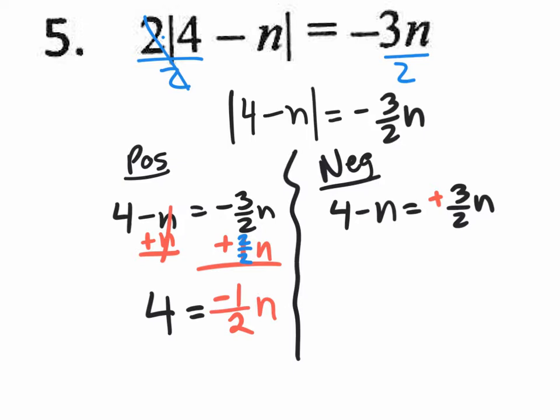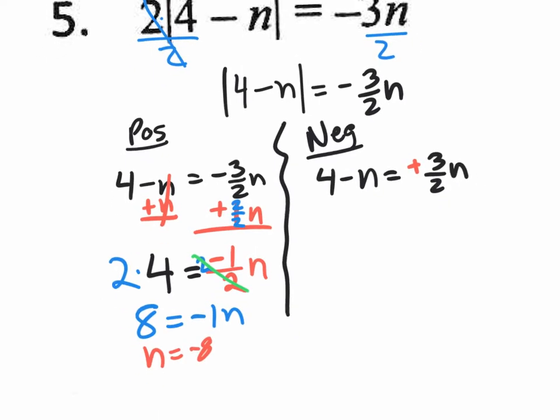How do you get rid of things? You do the opposite. So the opposite of dividing by 2 would be to multiply by 2. That would cancel out. But what you do to one side, you do to the other side, multiply by 2. So you're going to end up with 8 equaling negative 1n, which means that your final answer, n, is going to equal negative 8. What do you think?